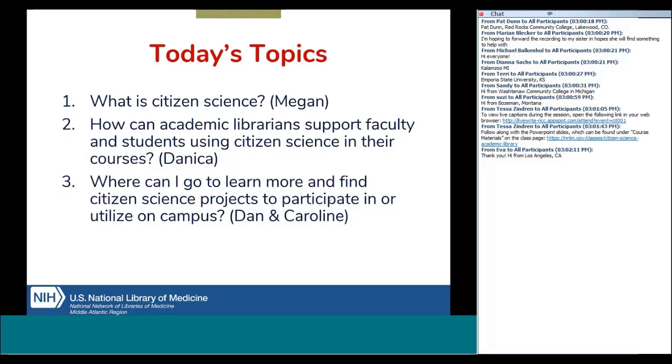One of the areas NNLM has been working in for the past few years is citizen science and crowdsourcing. So I'm really excited to have 4 excellent speakers joining us today. We're going to talk about what citizen science is, how academic librarians can work to support faculty and students who are using citizen science in the classroom, and where you can learn more about citizen science and how to get involved. In part 2 next week, we'll delve into more depth and take a closer look at how to support new citizen science efforts on your campus.